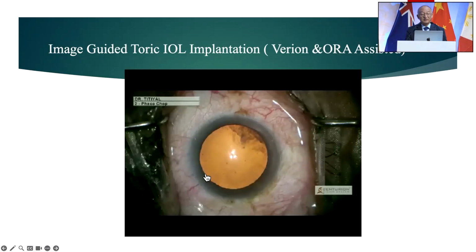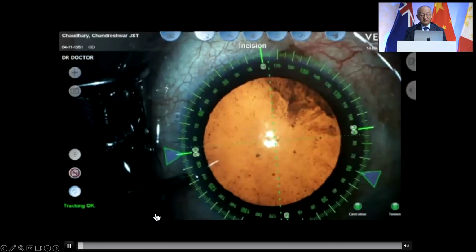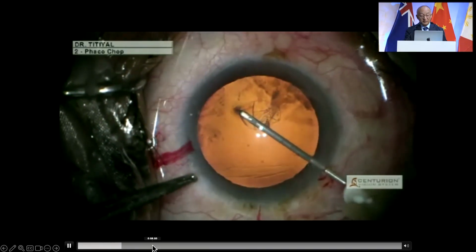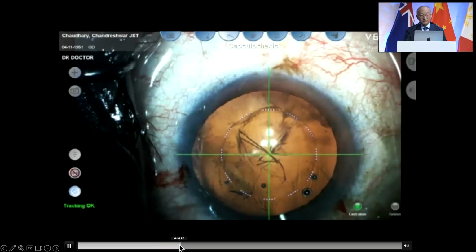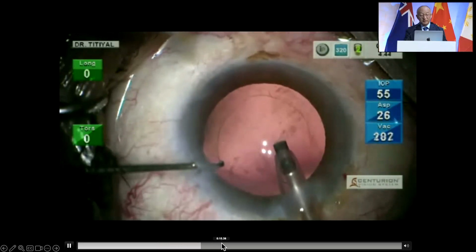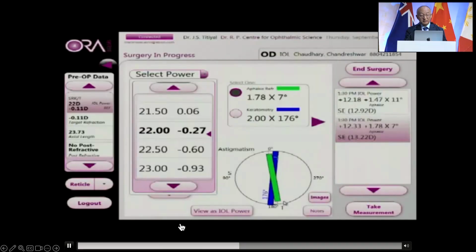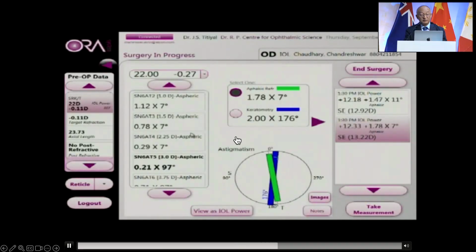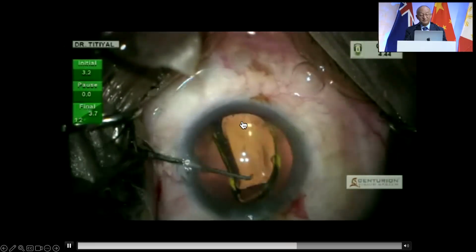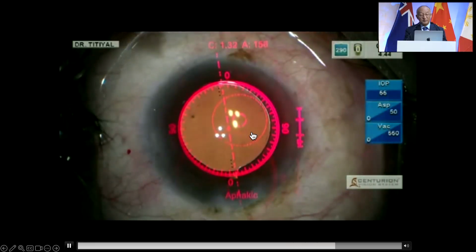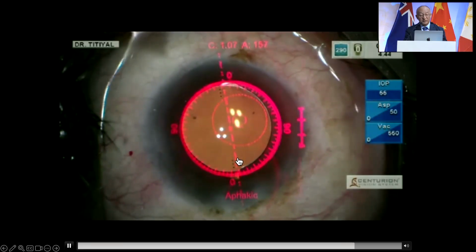Other area is image guided along with the ORA system in these cases. So this is a Verion guided surgery being done. I have done the rhexis and subsequently I'll complete the phaco. Once we complete the phaco, fill up the chamber with viscoelastic. Now we'll take the optic reflection. That gives you a new calculation of IOL power as well as axis. Accordingly, choose the lens, implant the lens, and place it according to the axis given by the ORA.